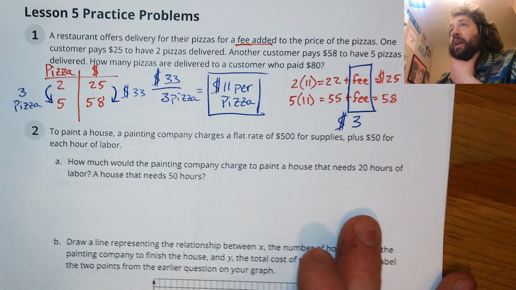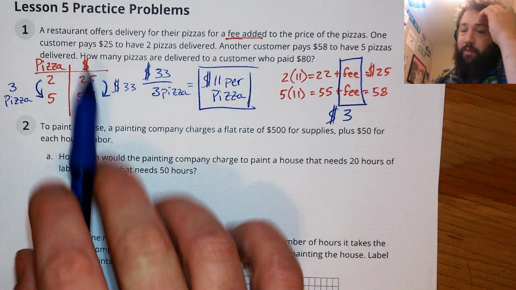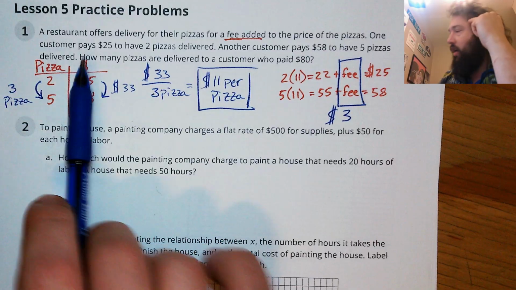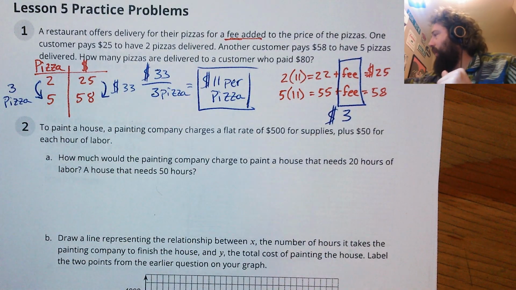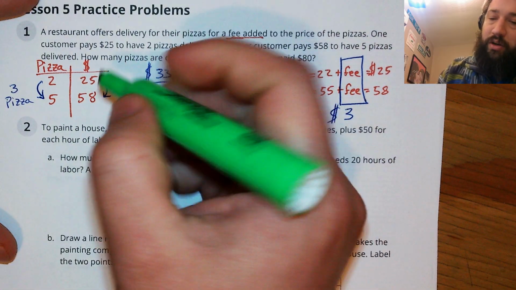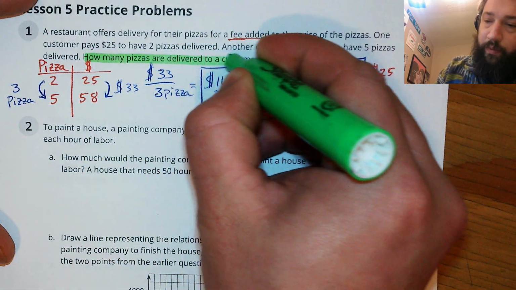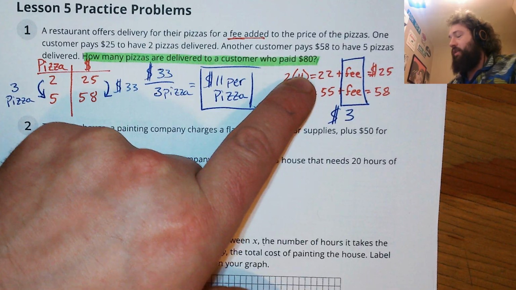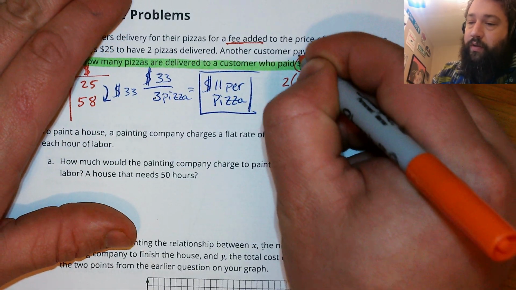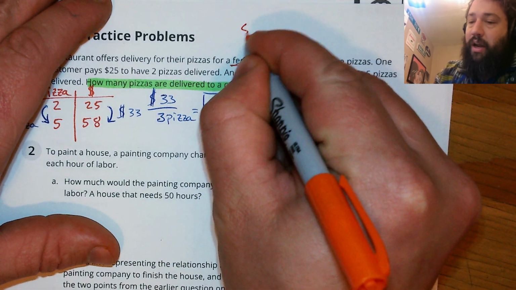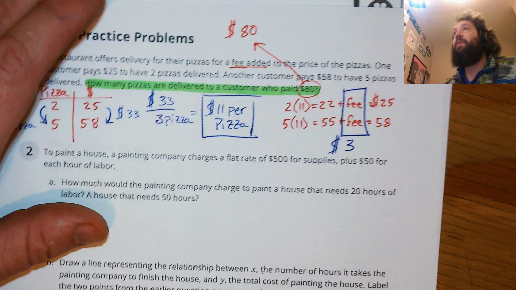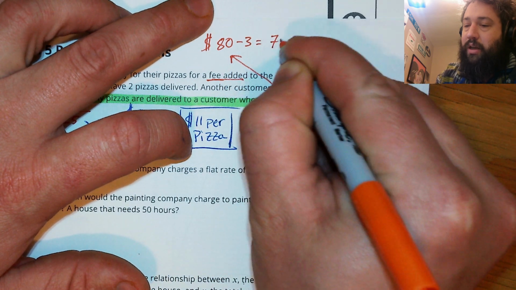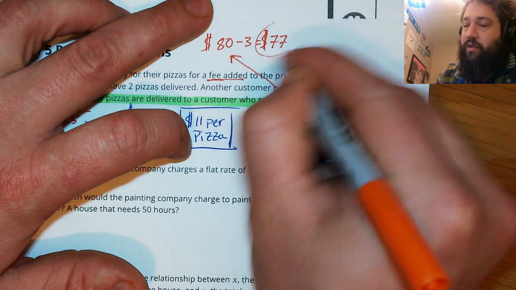Okay, so now we have fully analyzed this setup. Now we can actually read what the question is. The actual question it wants me to analyze here is how many pizzas are delivered to a customer who paid $80. Well, that $80 includes the fee. So I'd have my 80 bucks, and I should take my fee out of that. So my fee would be minus 3 bucks. That leaves me $77 just for pizza.